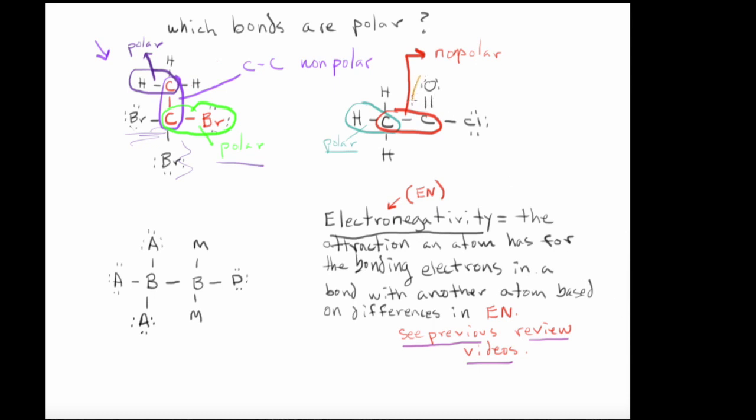Here we have a carbon double bonded to an oxygen. Oxygen and carbon definitely have differences in electronegativity. Oxygen falls to the right of carbon on the periodic table. Carbon is to the left. So this would be an example of a polar bond. No question about it.